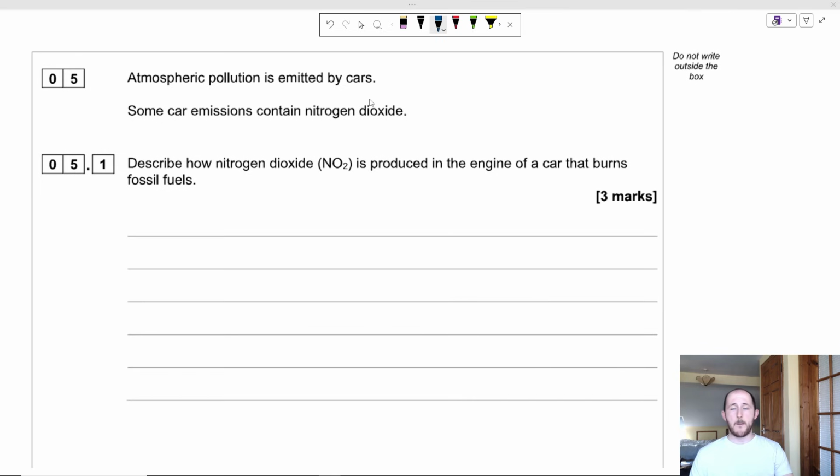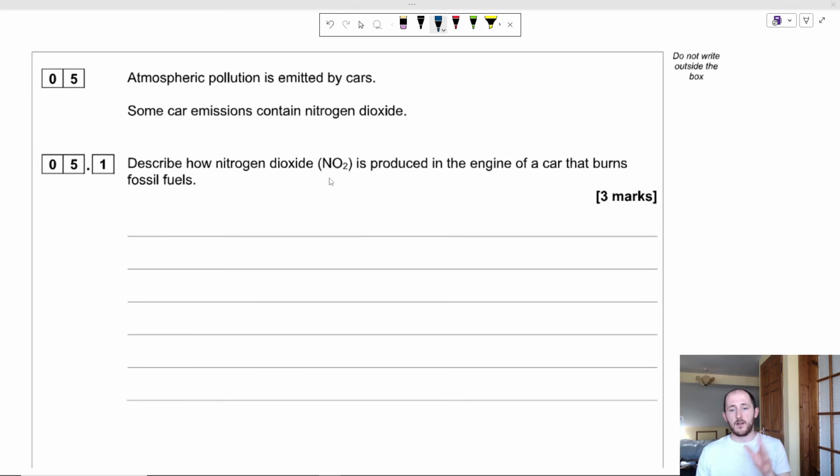This question is all about pollution. So atmospheric pollution is emitted by cars, and some of this pollution is called nitrogen dioxide. And all we have to do is describe how nitrogen dioxide is produced in the engine of a car that burns fossil fuels. So this is quite an interesting question because the actual process is relatively simple. So you don't need to remember that much. So if we have a look at this compound, it has nitrogen and oxygen, right?